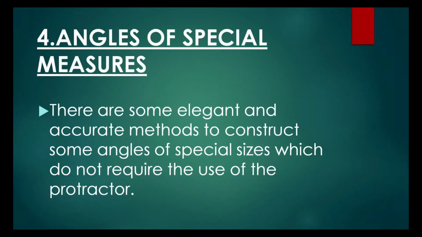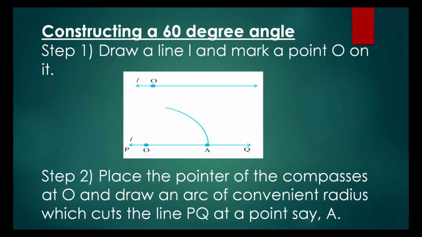Now we are having here angles of special measures. There are some elegant and accurate methods to construct some angles of special sizes which do not require the use of a protractor. It looks like magic. You see, our instruments are so helpful in drawing these special angles. We will begin with angle 60 degrees. Okay. See how we do it.